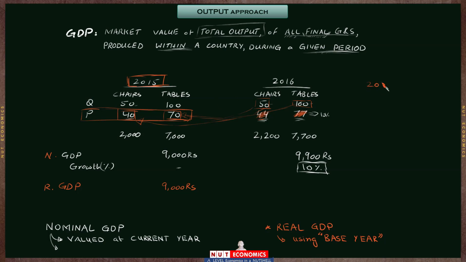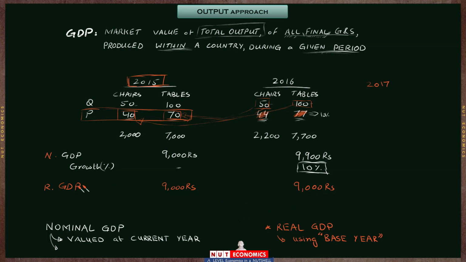And in 2017, again, you will look at the quantity of tables and chairs, but you won't multiply them with the price in 2017. You'll multiply those quantities with the price of the fixed base year. And if you do the calculations for 2016, 50 into 40 plus 100 into 70, you will get a GDP, the total market value, of 9,000 rupees. This is your real GDP.